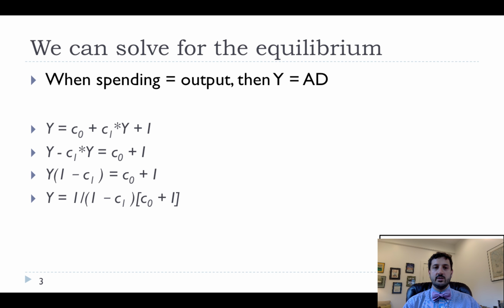We move the C1 times Y over to the left-hand side, we factor out the Y, and we divide through by 1 minus C1. And so we get Y equals 1 over 1 minus C1, that's our multiplier in this model, times the autonomous consumption, C0, plus investment. I'm not worried too much about the math. We'll look more at the graph here.